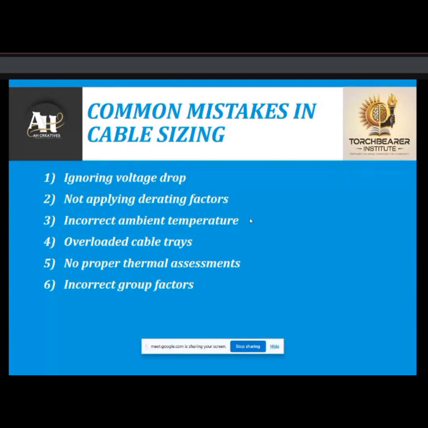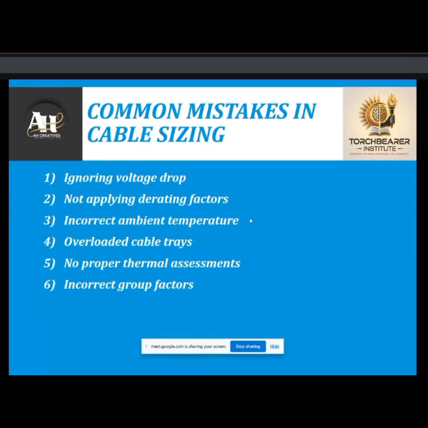Due to that, we have to apply the proper derating factor on the ampacity of the cables at the correct ambient temperature. If the cable is installed at 30 degrees centigrade, but the cable manufacturer gives us the ampacity of the cable at 20 degrees centigrade, and we don't care about that temperature and install our cables, then this will definitely affect the rating of the insulation of the cables, and due to that they will burn the cables. Then the fourth one is the overloaded cable tray.